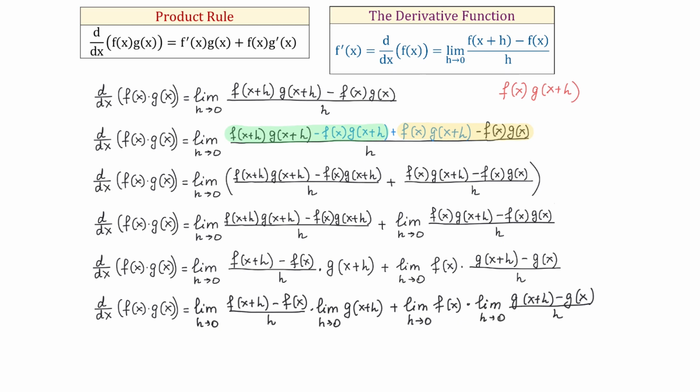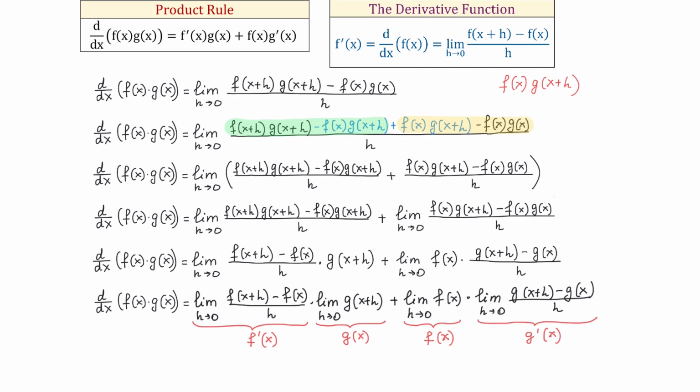And now we will evaluate each of these individual limits. This limit, according to the definition of the derivative, is f'(x). In the next one, if we replace h with 0, we will have g(x). The next one does not have h, so it will stay f(x). And the last one, it is the definition of the derivative, and it will be g'(x).